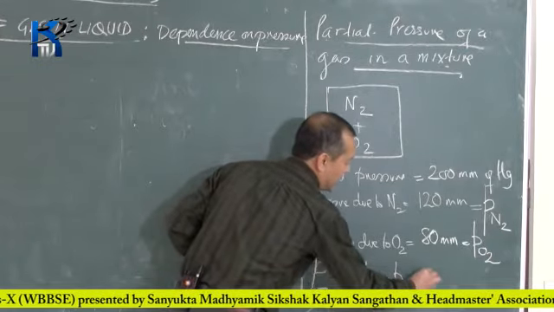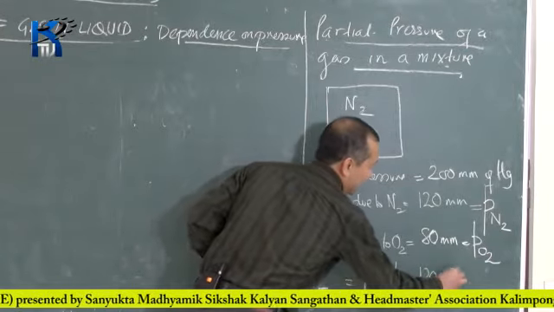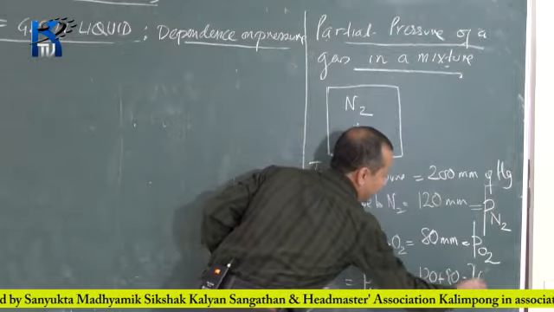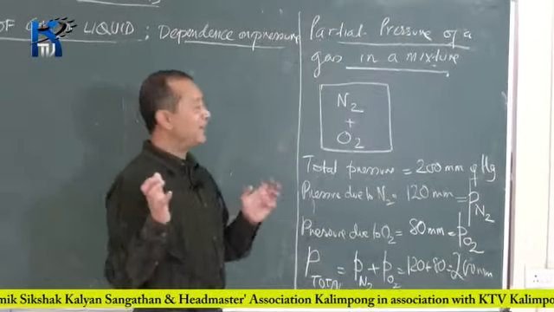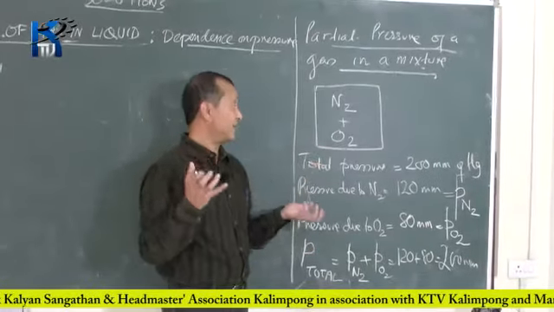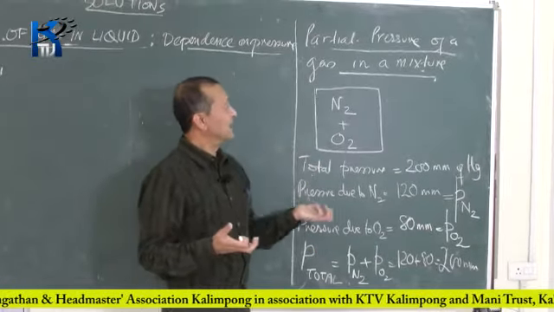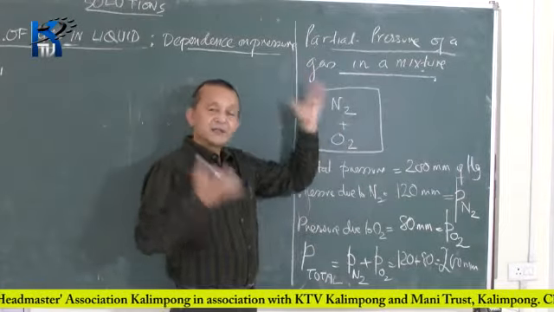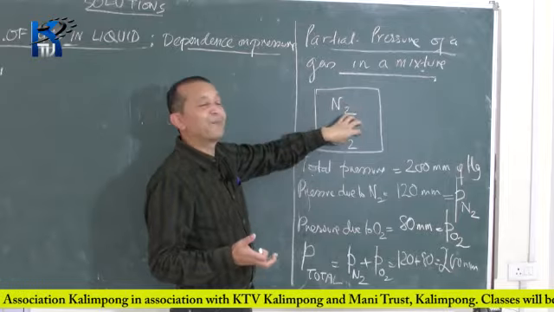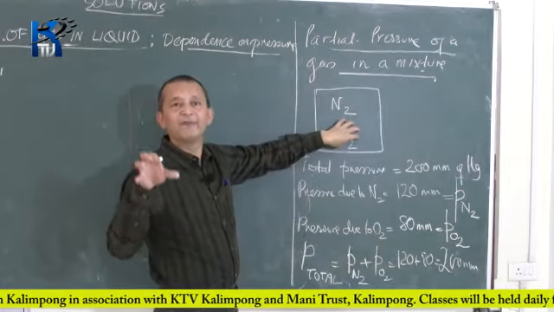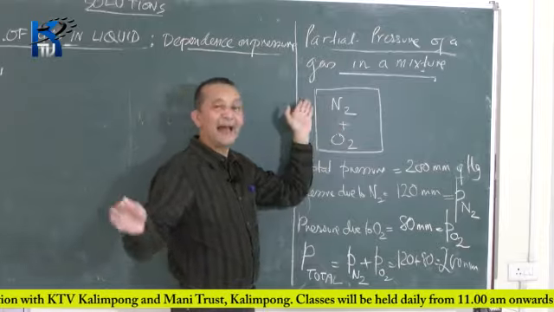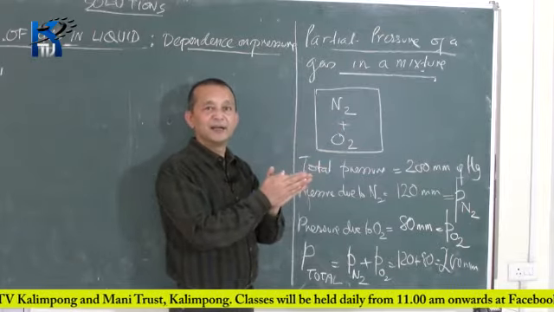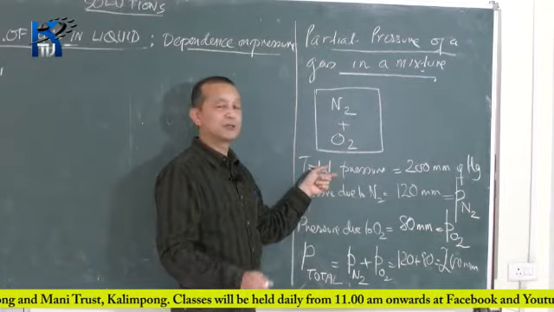So that is equal to 120 plus 80 equal to 200 mm. So this is the meaning of partial pressure. This is a small important concept that everybody must have in their mind, that partial pressure is the pressure that a gas will exert if it was present alone in that volume. And for any gas, if you add the partial pressures, then you get the total pressure.